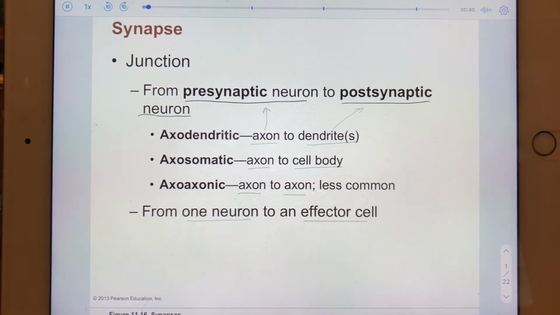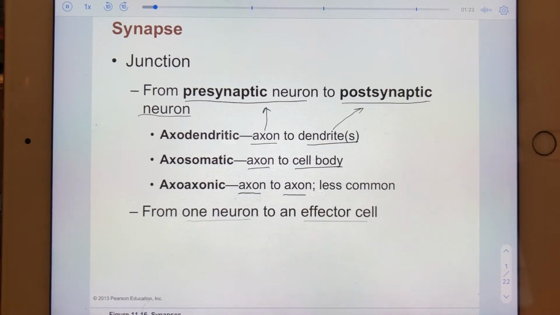All right. Some synapses are from axon of presynaptic to dendrite of postsynaptic. Some are from axon of presynaptic to cell body of postsynaptic. Far fewer are direct from axon to axon. Those that are from axon to dendrite are called axodendritic. Those that are from axon to cell body are called axosomatic, and those that are from axon directly to another axon are axoaxonic.